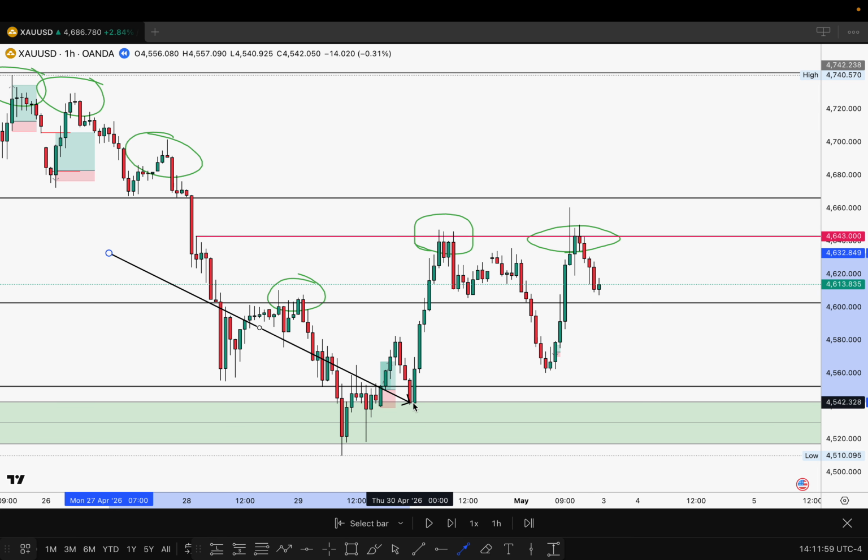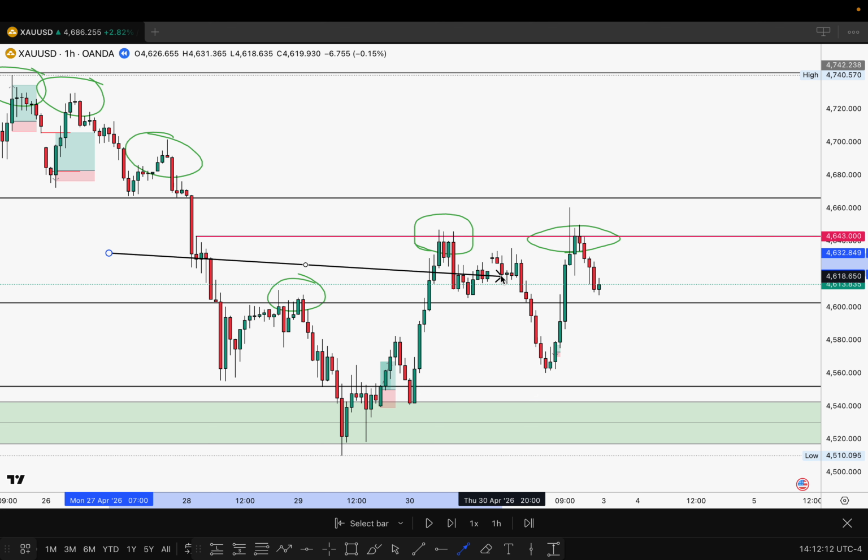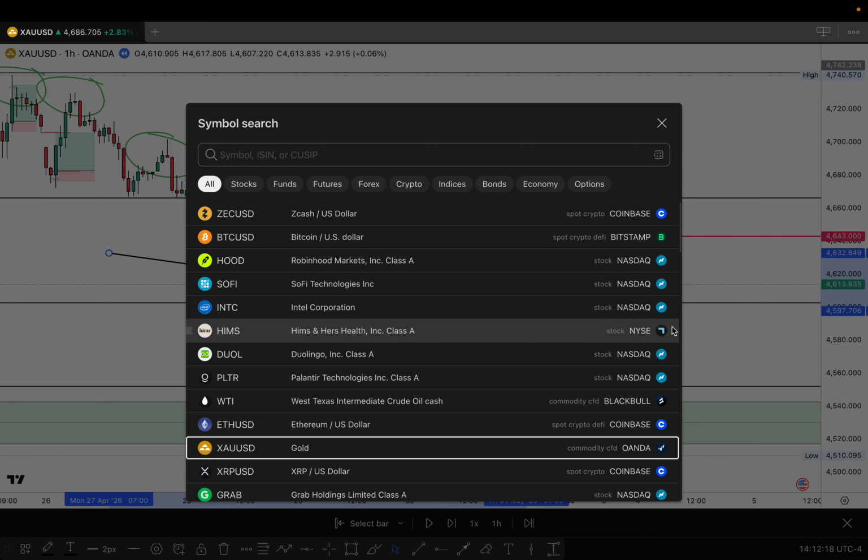So from this low right here that we make, what we're expecting is to create a new high. So a new high created respecting this area of 46.43. After this move, I said on the other video that we are waiting for a retracement, basically a push down on it. Now this was bigger than I expected.